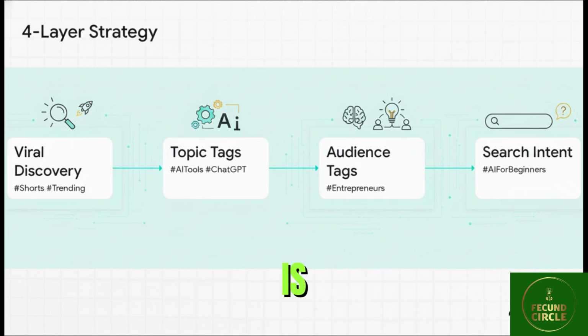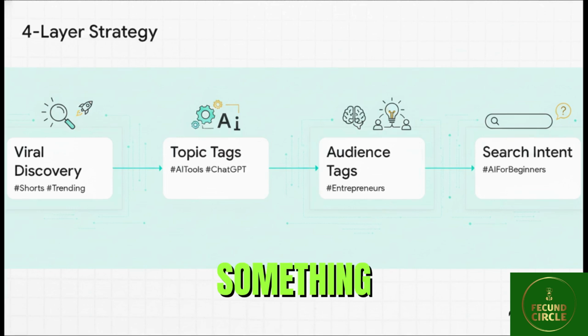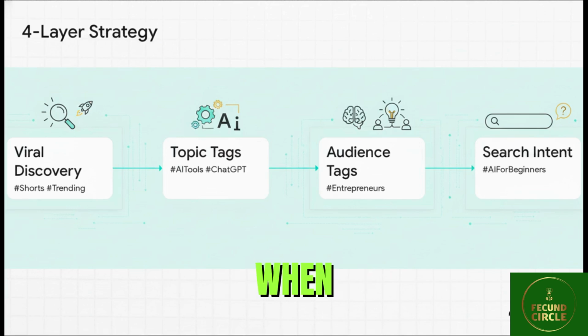And finally, layer 4 is search intent tags. Ask yourself, what is someone actually typing into that search bar? Something like hashtag AI for beginners. When you stack these 4 layers, you are completely covering your bases for both broad reach and targeted relevance.